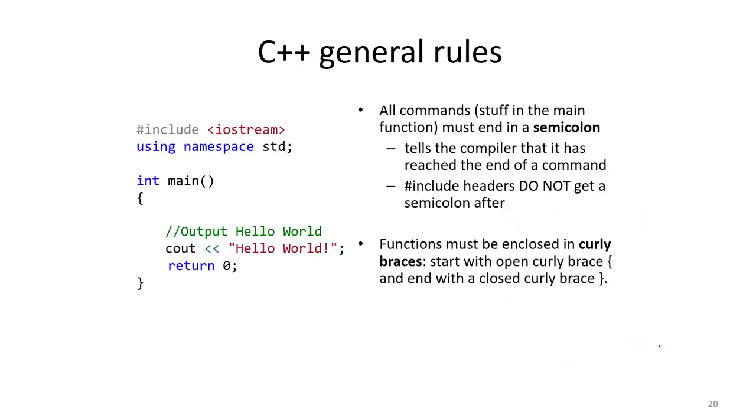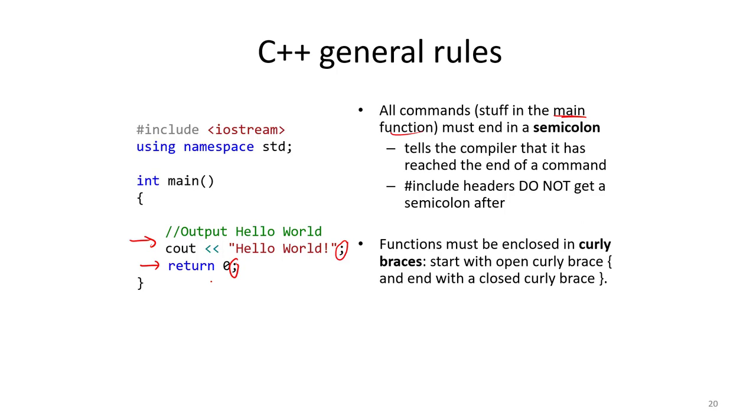So let's start with a few general rules and best practices for style. Notice this first rule. All commands, so these are all the statements in the main function, they must end in a semicolon. Notice our cout statement and our return statement, both of those end in a semicolon. Notice that comment and the declaration and definition of the main function do not have a semicolon. Those are exceptions, but generally any statement that is actually performing a task, that will have a semicolon.